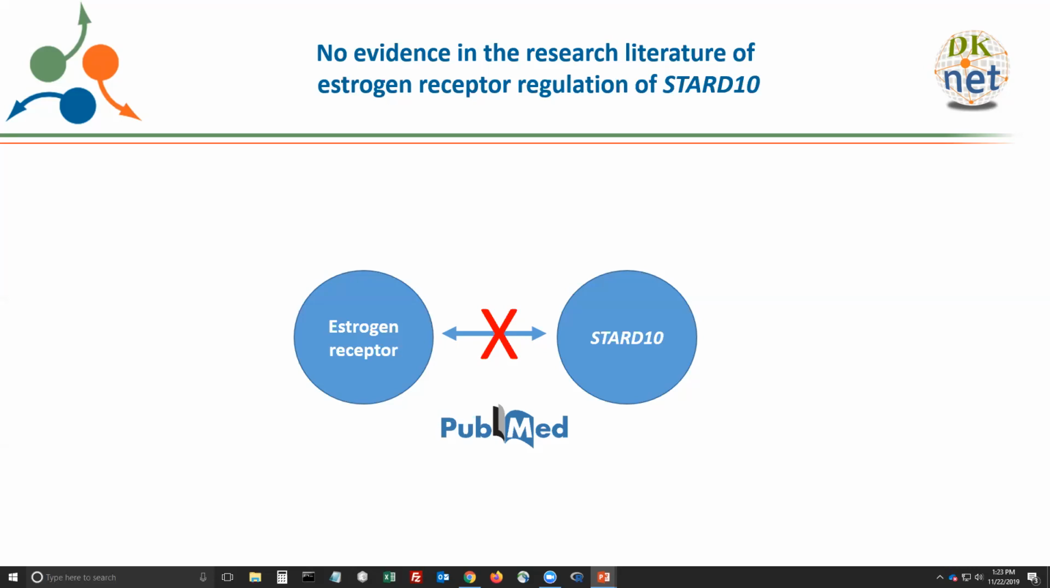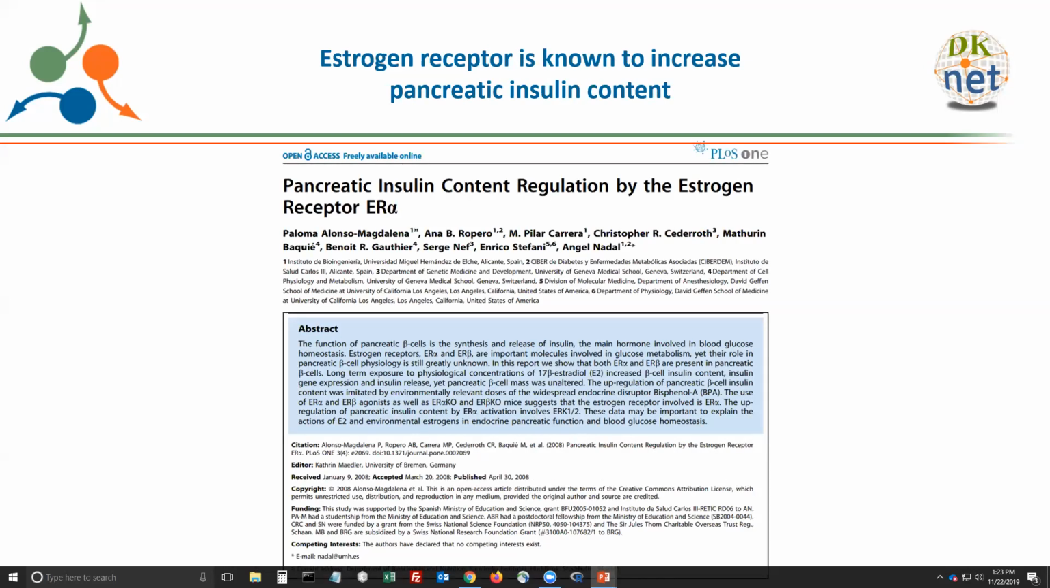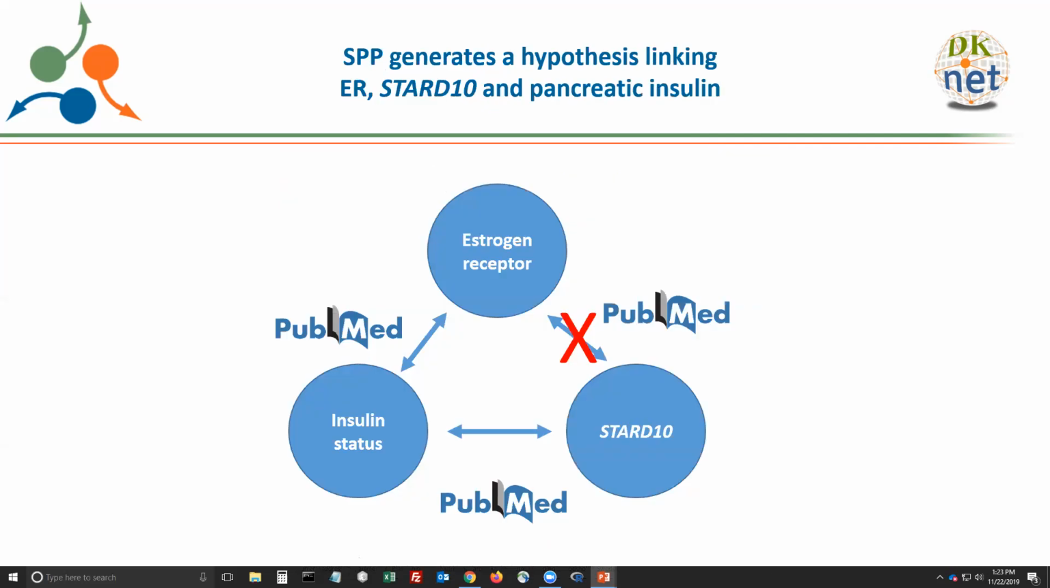However, we could not find any mechanistic literature evidence in PubMed for the estrogen receptor transcriptional regulation of STARD10. But what is known from the literature, however, is that pancreatic insulin content is actually regulated by the estrogen receptor. So if you take all of this information in total, and if you visualize STARD10, the estrogen receptor, and insulin as three corners of a triangle, now the literature makes some connections, but SPP forms the third side of that triangle and allows the users to hypothesize a possible mechanistic basis for the ER insulin connection. And that hypothesis may be that estrogen receptor is regulating insulin status in part due to its transcriptomic regulation of STARD10.